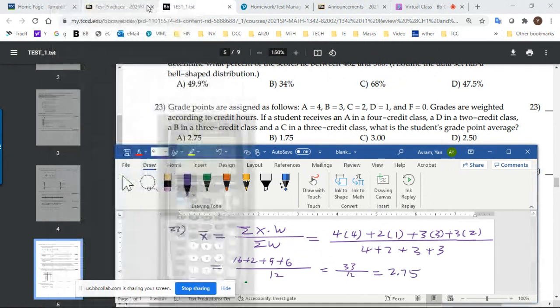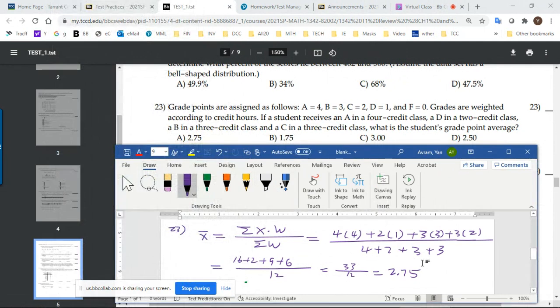Okay, so that will be the weighted GPA. Okay, that is the weighted GPA in here. Any questions?